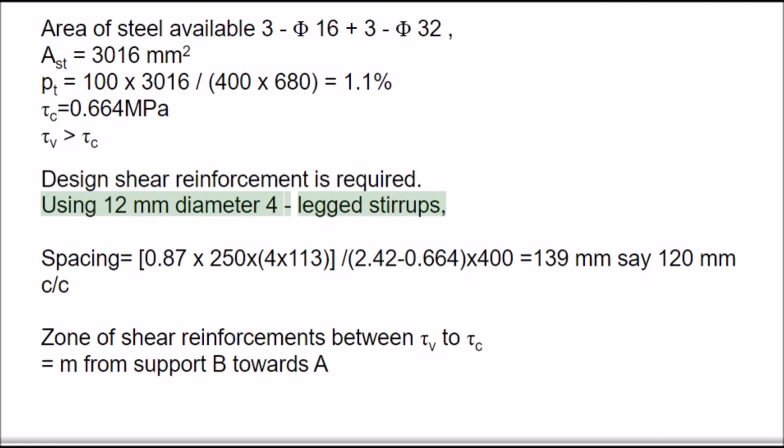Using 12 mm diameter 4-legged stirrups, spacing equals 0.87 x 250 x 4 x 113/((2.42 - 0.664) x 400) equals 139 mm, say 120 mm c/c. Zone of shear reinforcement between tau v to tau c equals 1 m from support B towards A.